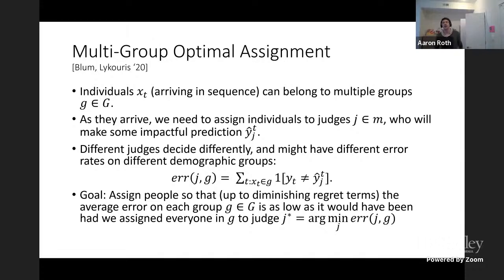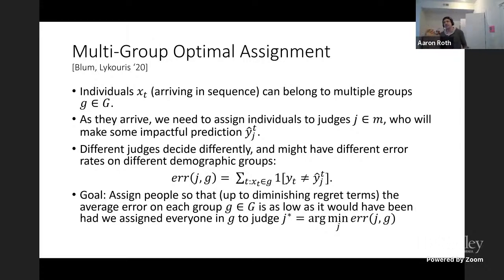It says we want to have no regret on each of these groups. But again, it's strengthening the standard no regret guarantee, which is a marginal guarantee, to one that's group-wise. So not only do I want to have no regret on the whole sequence, but when I zoom in on the subsequence corresponding to people who are members of some group G, I want to have no regret on that subsequence to the best judge for that group. So on different subsequences, the best judge is different.